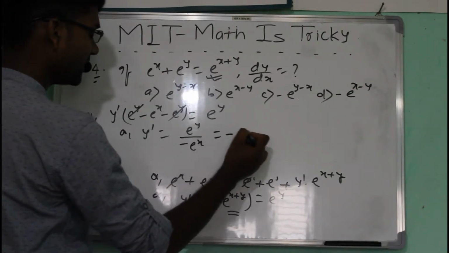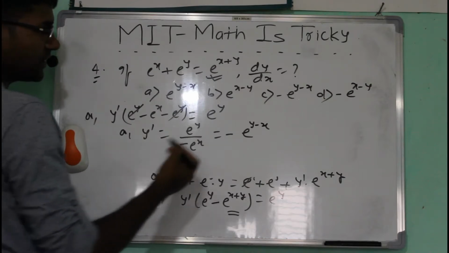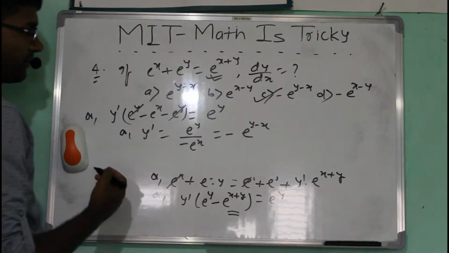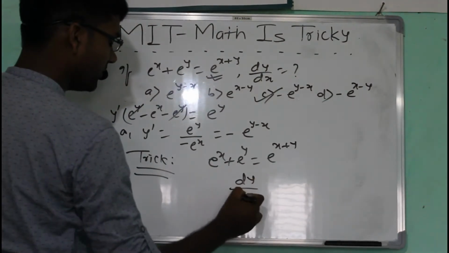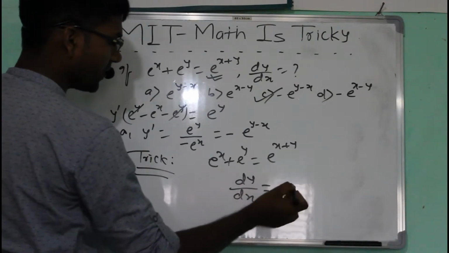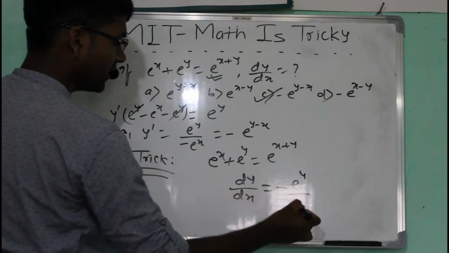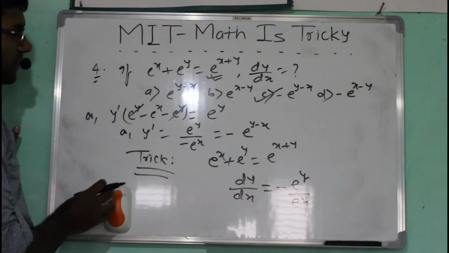Simply it can be written as minus e power y minus x. So which one is your answer? You can see it's option C. Okay, so this is your correct answer. Always dy by dx will be negative times e power y by e power x. If you memorize it this way, it will be easy for you to solve in the exam.